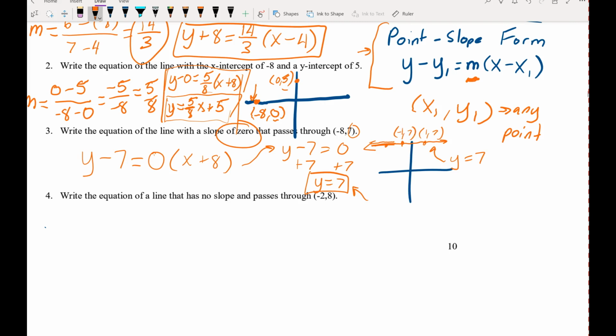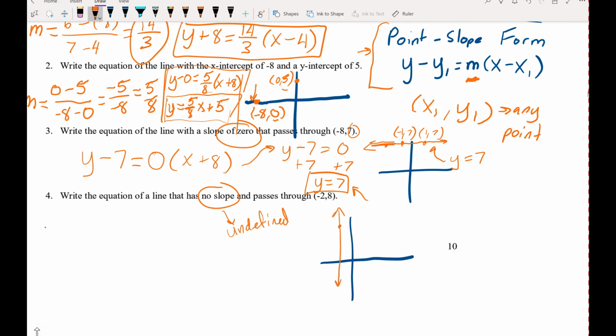For number 4, when it says to write the equation of a line that has no slope and passes through the point (-2, 8), well, I'm going to give myself a set of axes again. Let's say it's somewhere right about there. And if it has no slope, I can't say that's a slope of 0 because they would have told me it was a slope of 0. No slope is just a slope that's undefined.